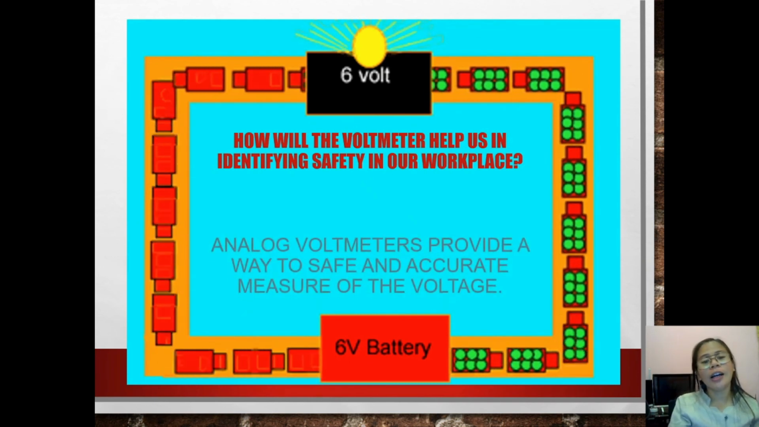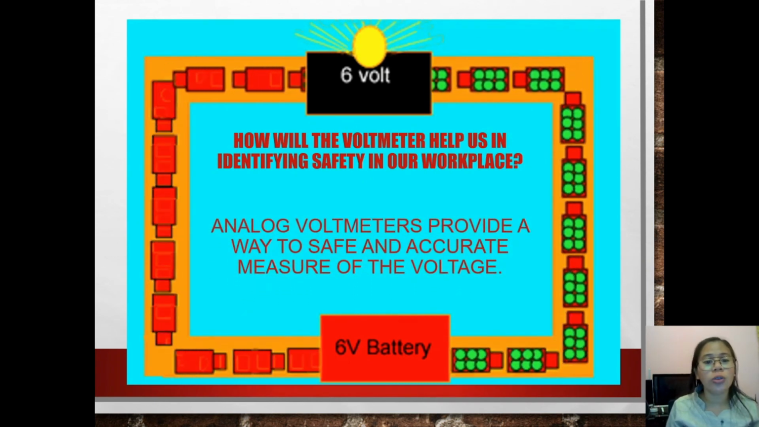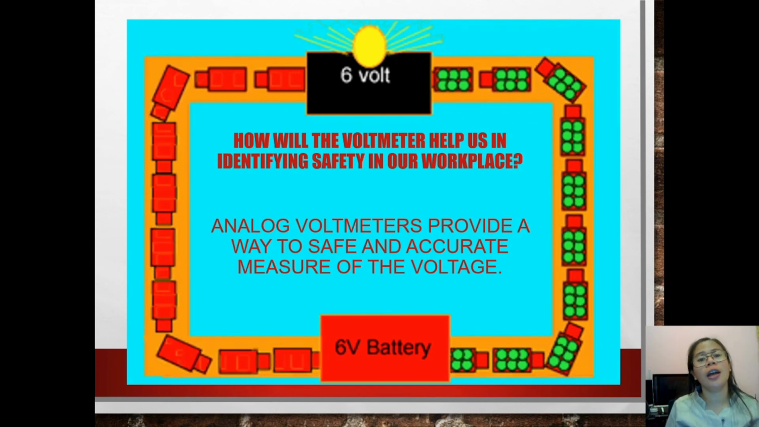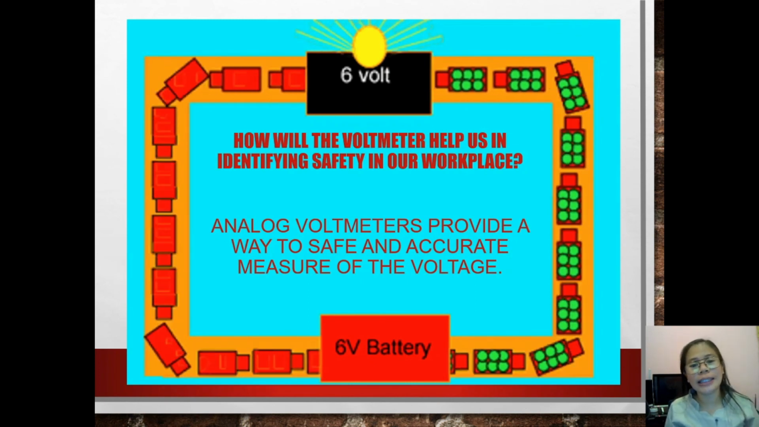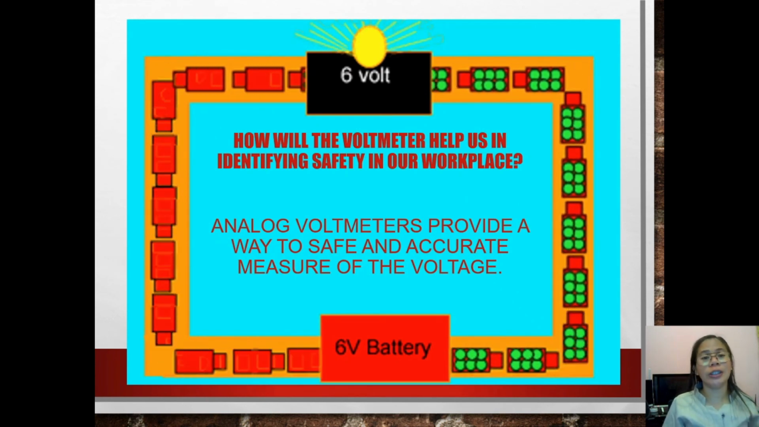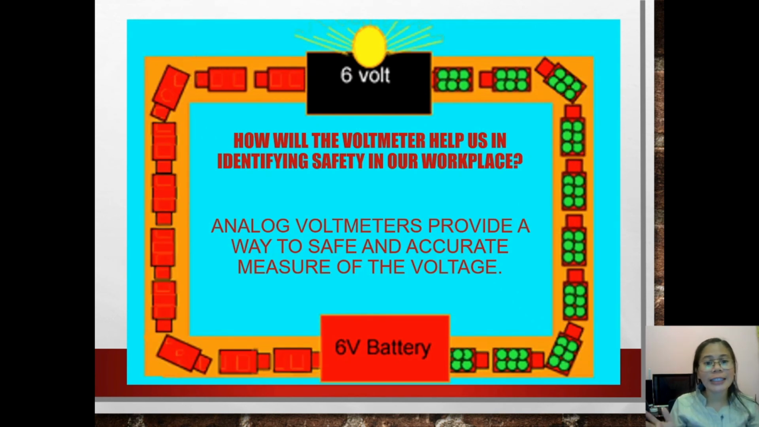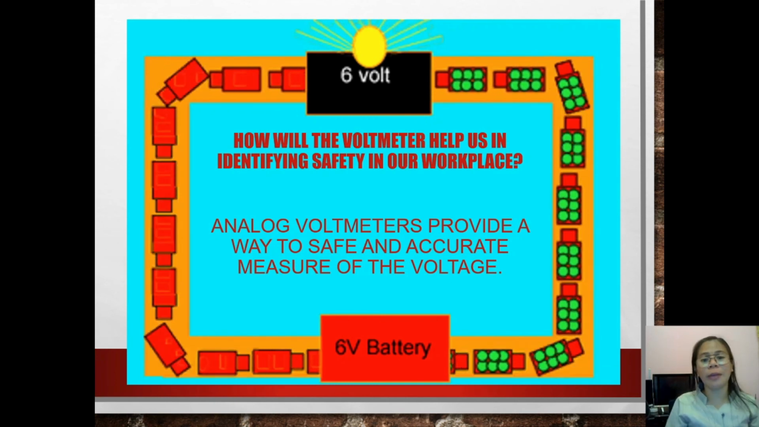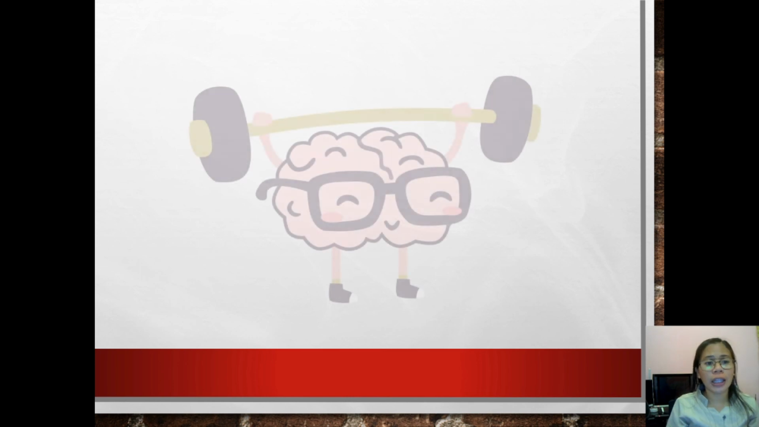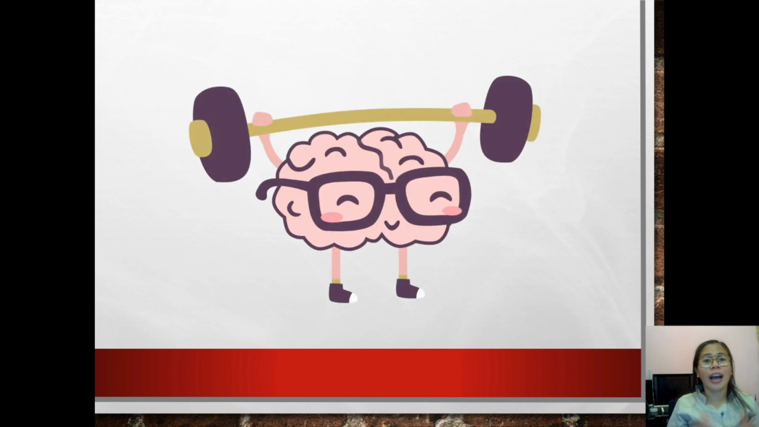So, analog voltmeters provide a way to safely and accurately measure voltage. It is the only instrument that can give a safe and accurate measure of voltage. That is how important the voltmeter or the analog multimeter is. Now that you know all the steps in DC voltage reading in an analog multimeter and you know the voltmeter chart, are you ready for the quiz?